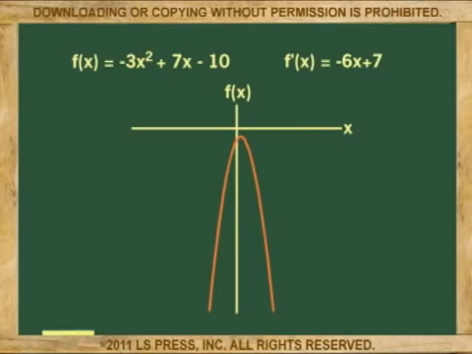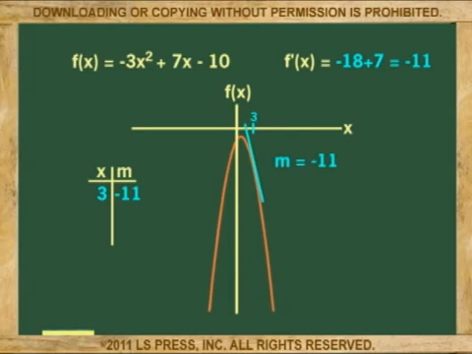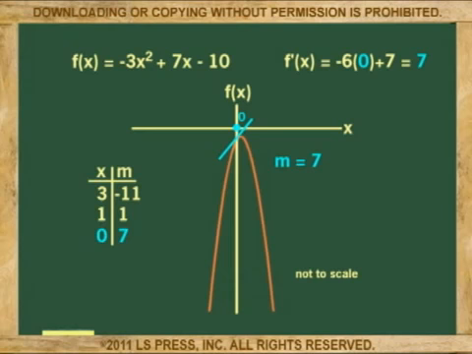Which means that when x is 3, the slope is negative 6 times 3 plus 7 equals negative 11. And when x is 1, the slope is positive 1. And when x is 0, the slope is 7, and so on.